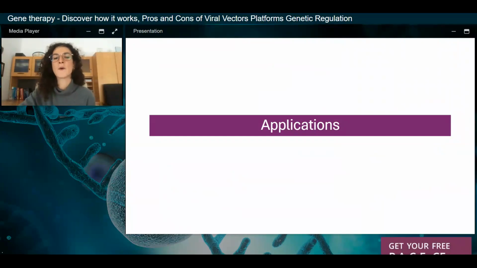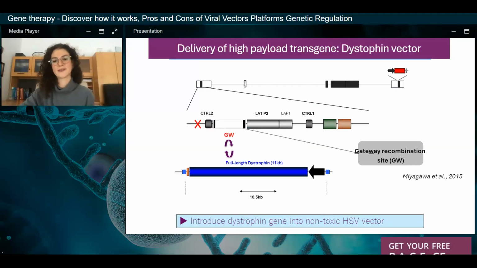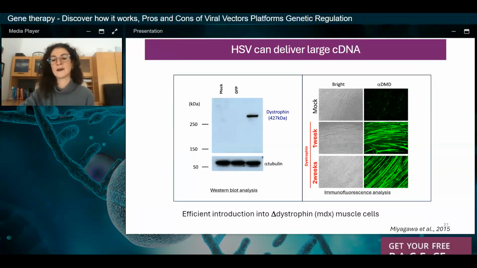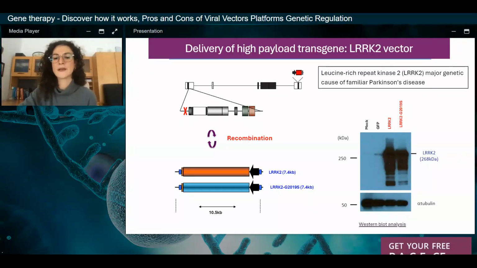So now that we have this knowledge, where can we apply these vectors? Now we can take advantage of the large payload capacity and introduce big cDNAs. For example, the full-length dystrophin cDNA is about 11 kb. We were able to deliver this and to express it in a dystrophic muscle cell line. As you can see, the vector was able to express dystrophin robustly in vitro. Another example is leucine-rich repeat kinase 2, the major genetic cause of familial Parkinson's. We were able again to put a large cDNA of 10.5 kb into this vector and show its expression in vitro.